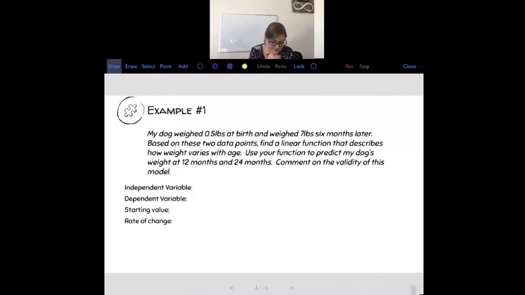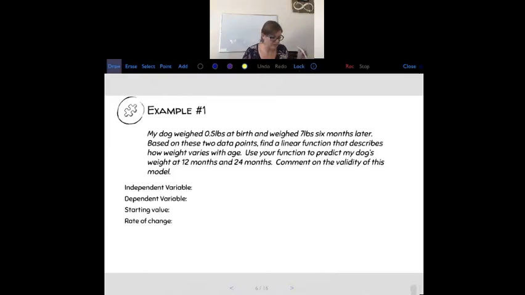So example 1, my dog weighed 0.5 pounds at birth and weighed 7 pounds 6 months later. Based on these two data points, find a linear function that describes how weight varies with age. Use your function to predict my dog's weight at 12 months and 24 months. Comment on the validity of this model.